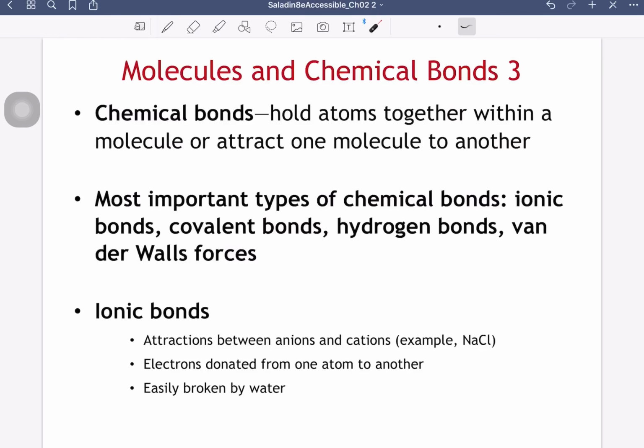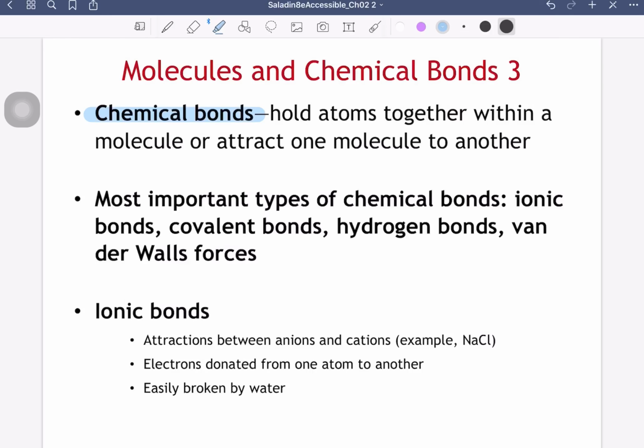Now, chemical bonds are super important, and we're going to talk about various types of chemical bonds. What's a chemical bond? Let's start with the most basic thing: they hold atoms together within a molecule. They attract one molecule to the next. This is basically the glue that puts together your microscopic, atomic bits and pieces, my friends, that eventually makes larger stuff.